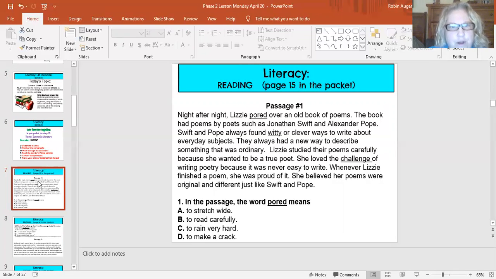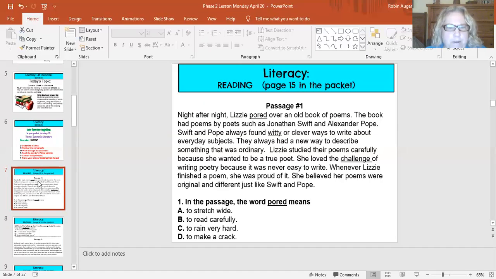And to rain very hard. We talked about that. I just mentioned that poured is P-O-U-R-E-D, like I poured a drink or the rain poured down. Okay. So we can eliminate that one right off the bat. And to make a crack, I can't imagine how that would be to make a crack either. To make a crack, when you think of a poured sidewalk, perhaps you might see cracks in that, but that's not going to apply here, is it?